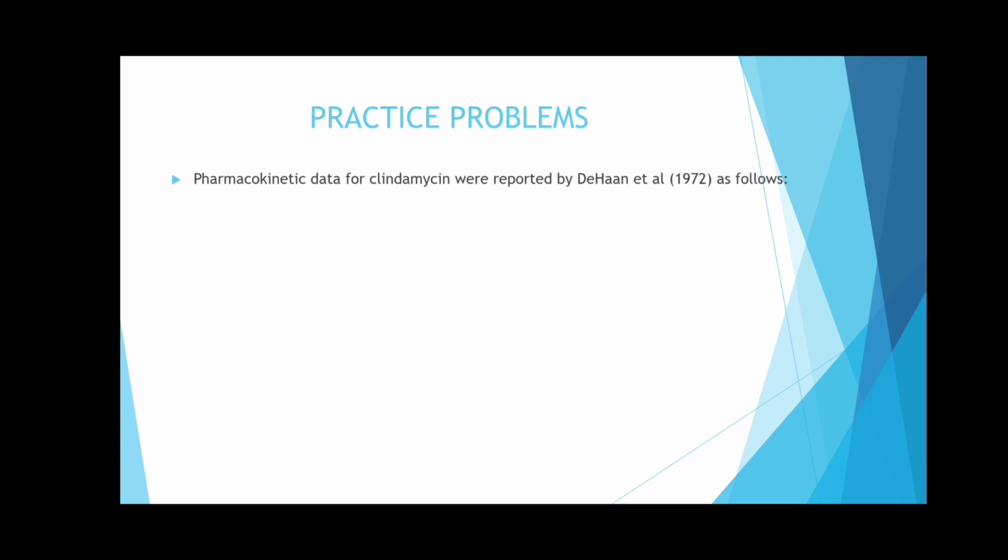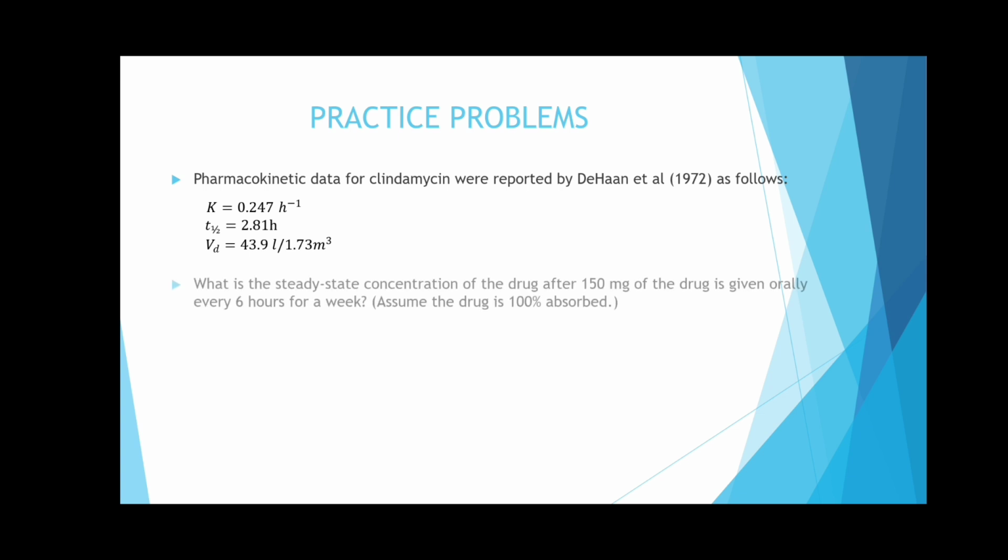Now we'll have a practice problem. Suppose pharmacokinetic data for clindamycin were reported by Dehaene et al. as follows. K, that is elimination rate constant, equals 0.247 per hour. The half-life is 2.81 h, that is hours, and volume of distribution equals 43.9 liters per 1.73 square meter. And what do we need to calculate? We need to calculate the steady state concentration of the drug after 150 mg of the drug is given orally every 6 hours for a week. Assume the drug is 100% absorbed.